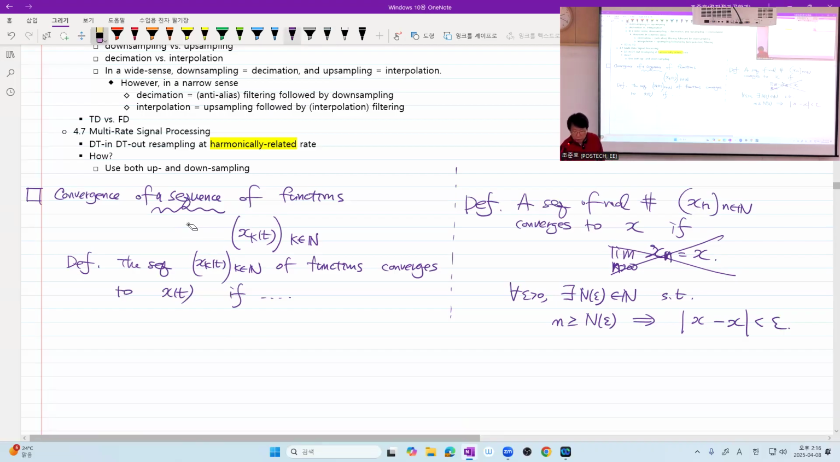So you may want to just extend this idea to define the convergence of a sequence of functions. That is one way. So let's do that. For every epsilon positive, there exists N of epsilon such that k greater than capital N of epsilon implies, so here x of, let me replace n.